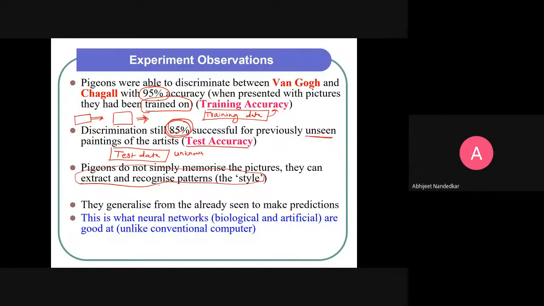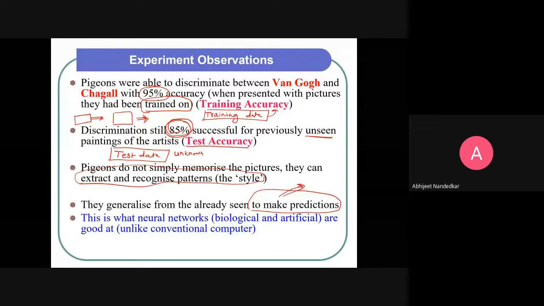And we are far better than these pigeons. So they generalize from the already seen and make predictions. So this is our basic aim, that we should be able to do predictions based on earlier information. So this is what neural networks, biological or maybe artificial, are good at: making predictions based on earlier information.